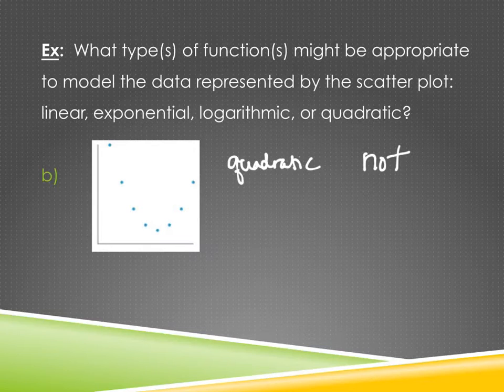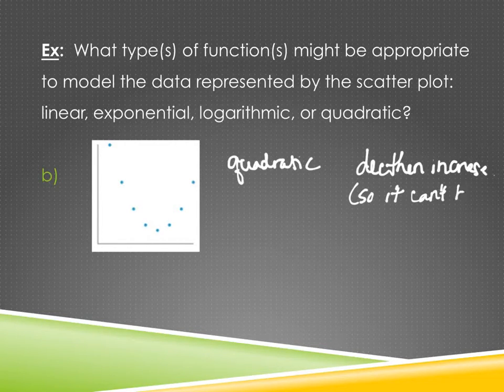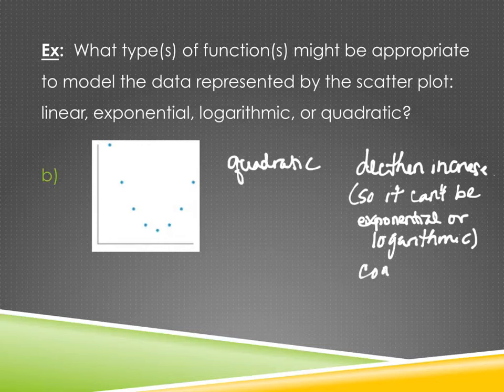Let me do it the way I did in the last one. This one is decreasing first, then increasing. So it can't be exponential or logarithmic. And it's concave up, so it can't be linear.